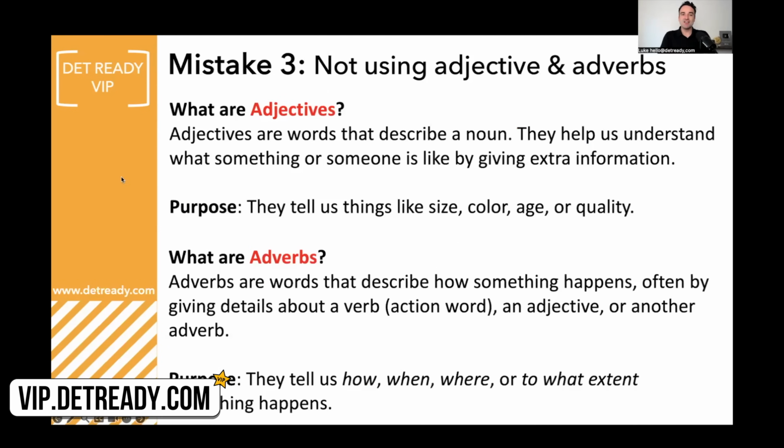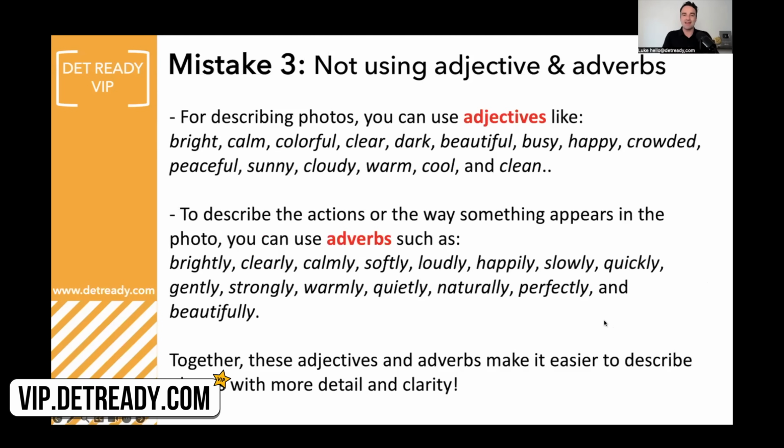So, mistake number three is not using adjectives correctly. What are adjectives? Just to give you a quick overview, adjectives are words that describe a noun. They help us understand what something or someone is like by giving extra information, like the size, the color, the age, or the quality. Adverbs are words that describe how something happens, often by giving details about a verb, an action verb. They tell us how, when, where, or to what extent something happens.